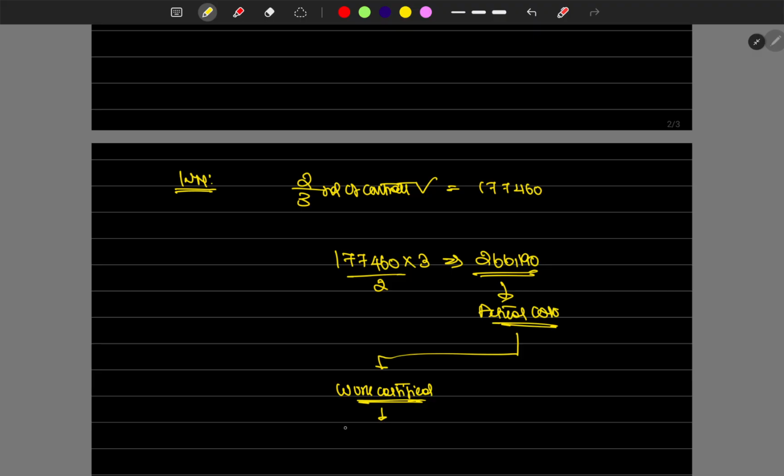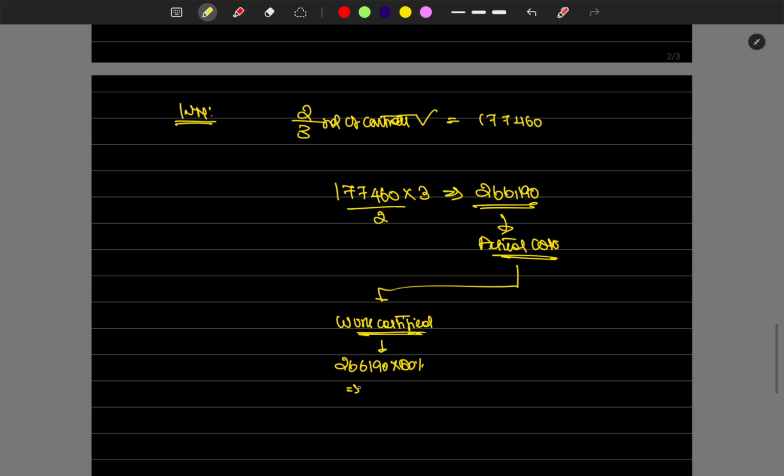Work certified is 50%. 2,66,190 into 50% will get the cost of work certified. Generally we take work certified at actual sale value only, but here we are going to find out the cost, because we need the cost for works uncertified, right? So 1,33,095 is the cost we spent for work certified so far.